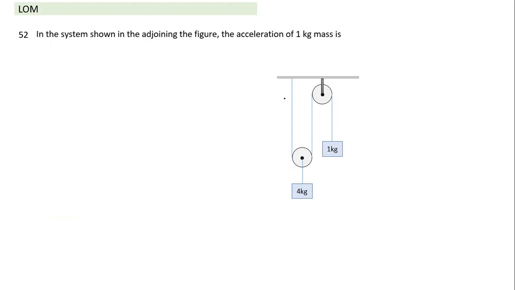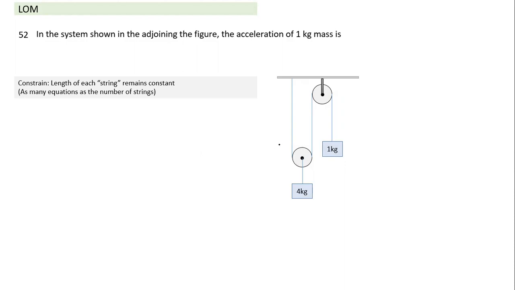And what we need to find here is, let's say, the acceleration of the 1 kg mass, the 4 kg mass, and even this pulley, which is also in motion. These are three objects which will move. Each of these objects will have some acceleration. If you have to find any of these, how would you go about it?